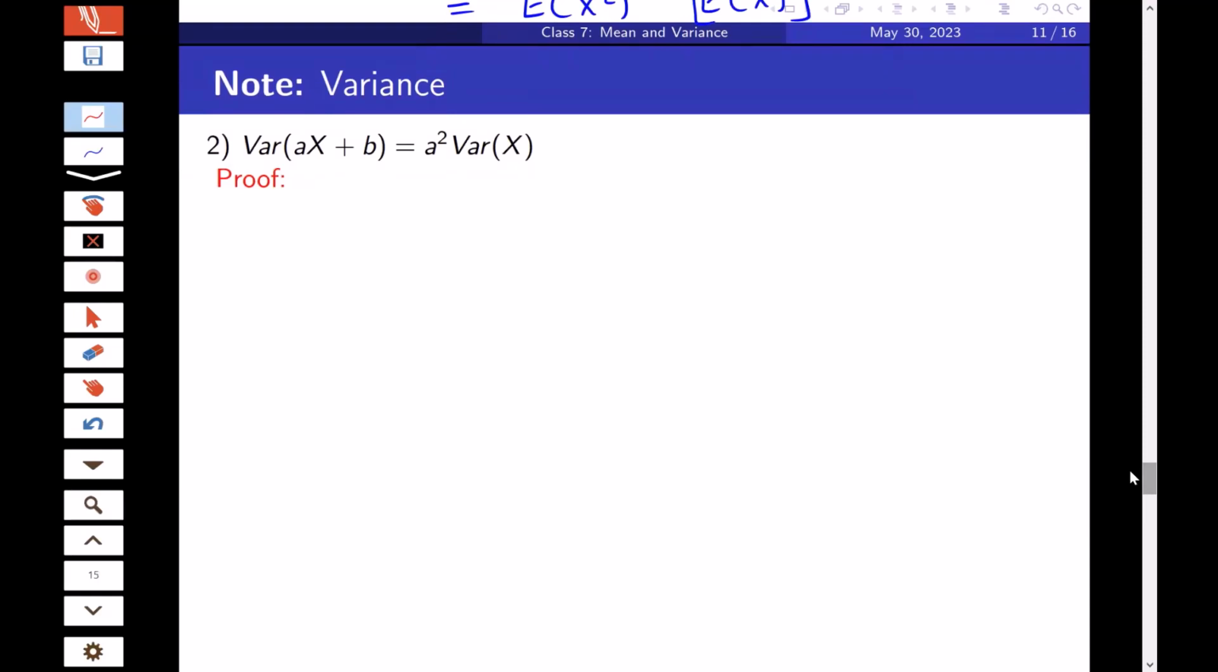Okay, another note about the variance. The variance of ax plus b we can write as a squared times the variance of x. I'm going to prove this result. This is a linear combination.